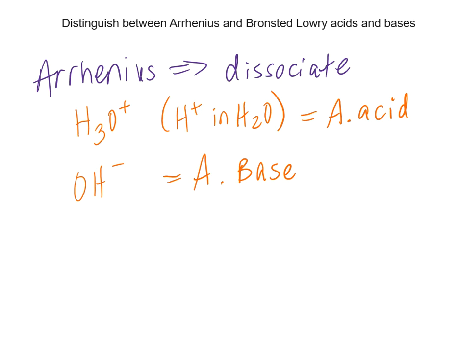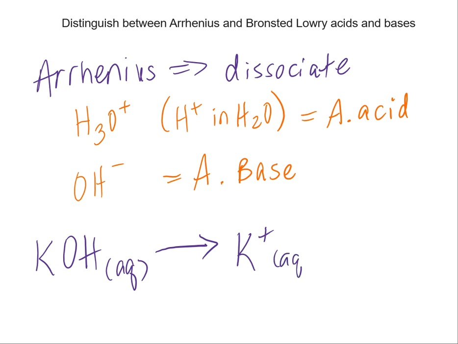So for instance, if we had the compound potassium hydroxide, potassium hydroxide is soluble in water, so we can show it aqueous. Once we know that this ionic compound is soluble in water, we know it's a strong electrolyte. So it's going to completely dissociate and break apart into the ions that made up the compound, which would be the potassium cation plus the hydroxide anion. So because this substance broke apart to form hydroxide ions, this would be an Arrhenius base.